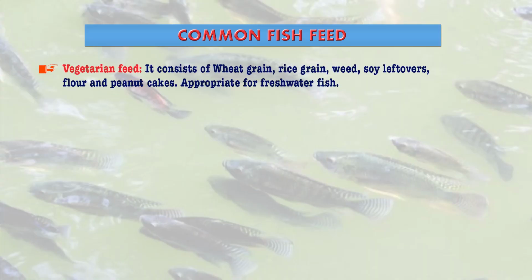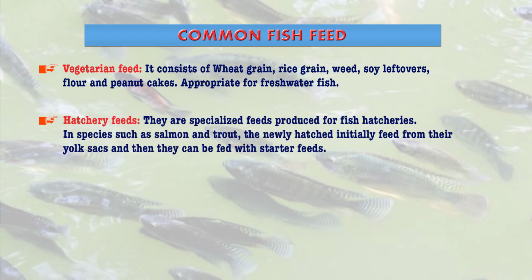The vegetarian feed. So this consists of the wheat grain, the rice inputs, that is the rice grains, the wheat, then the soya leftovers, flour and the peanut cakes, which is all appropriate for freshwater fish, because as I told you, there can be omnivorous varieties, and there can be herbivorous varieties of the fishes.